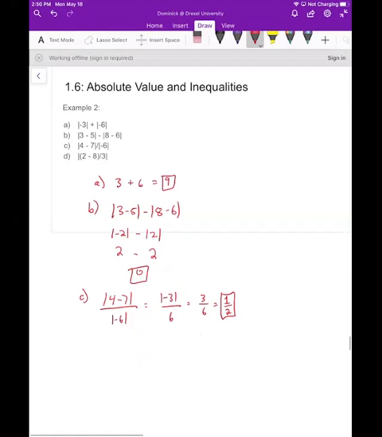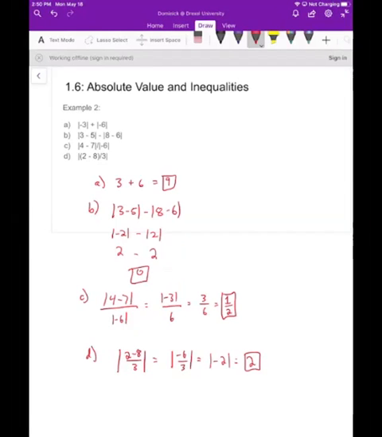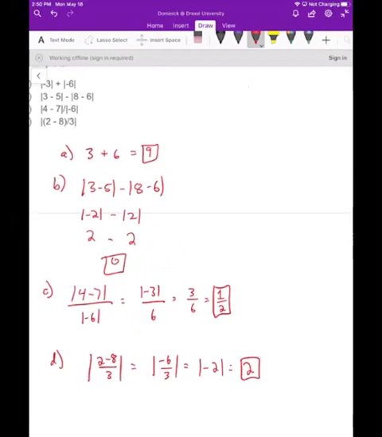Okay, last but not least, part D, we get 2 minus 8 over 3. So up top, we're going to get a -6. And -6 over 3, we can simplify to be -2. So this is just going to become +2. All right, so that's what we get for that one.